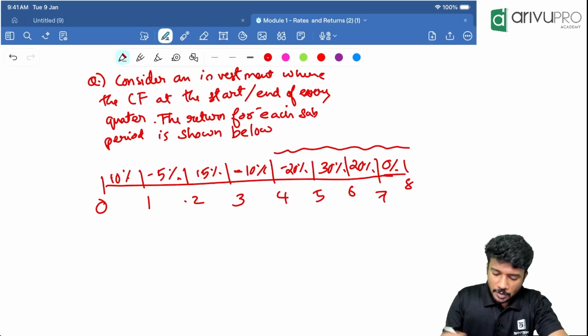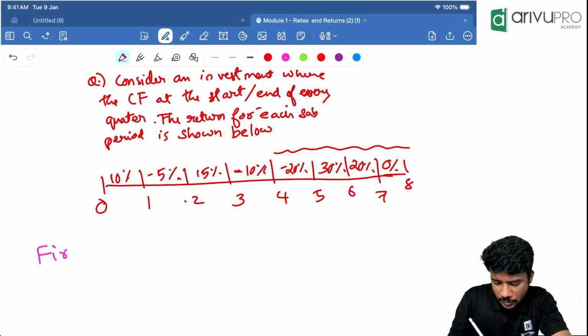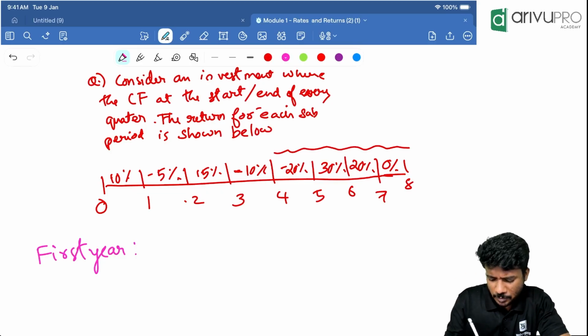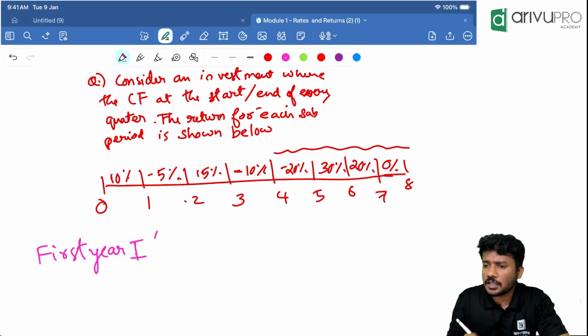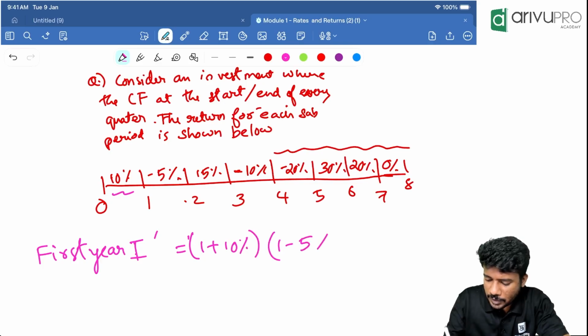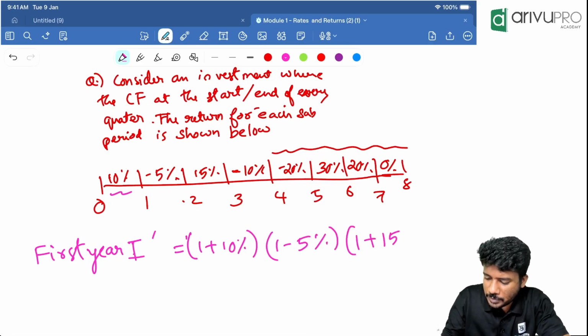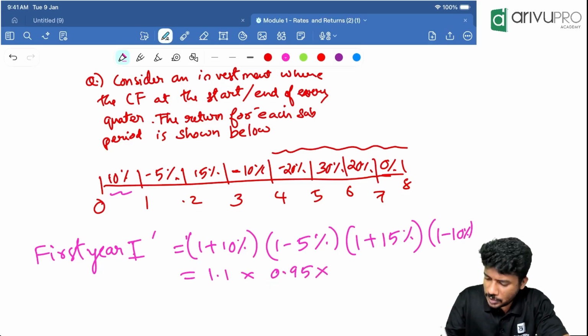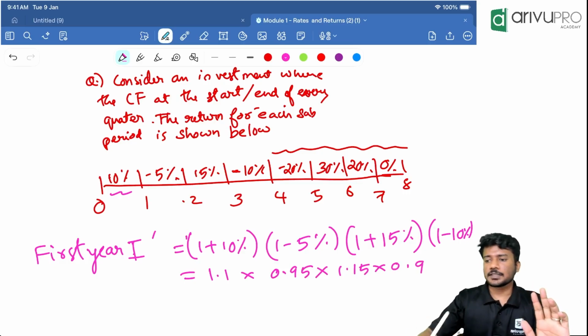Done. Time. Now you tell me for the first year, how much is the return? That means first quarter it is 10%. So I'll say that it is equal to 1 plus 10% into 1 minus 5% into 1 plus 15% into 1 minus 10%. That is nothing but 1.1 into 0.95 into 1.15 into 0.9. Take the calculator, get me the answer. How much is that value?